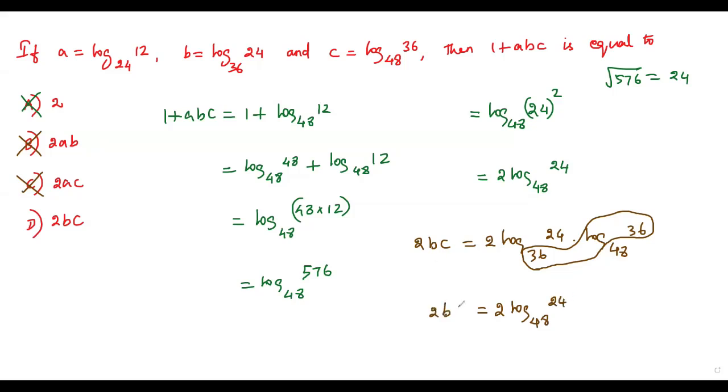So when I evaluate this expression 2 times B times C, this is the result I'm getting. This is exactly the same as what we got for this expression. So clearly 2BC is equal to 1 positive A times B times C. So the correct answer choice for this question is D, that is 2 times B times C.